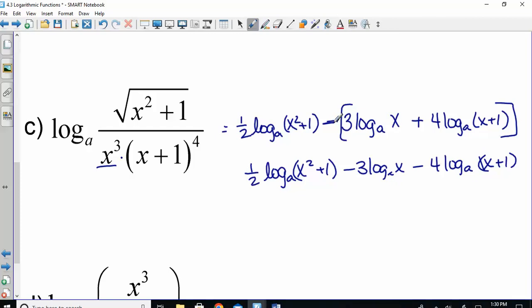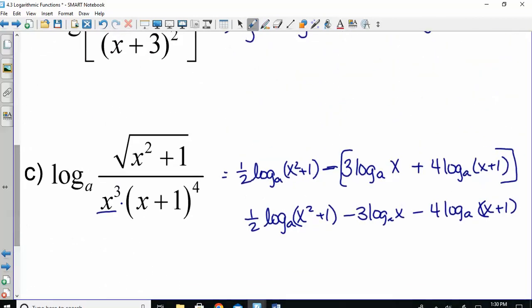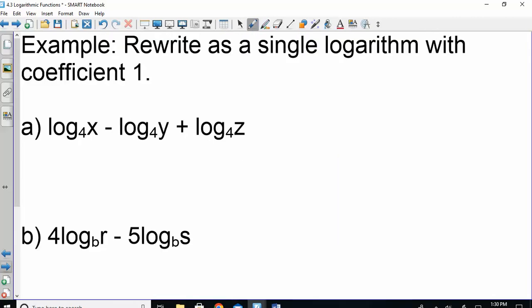Another way to think about it is if you were to bring this up to the top, it would have an exponent of -4, so it has a negative in front of it when we break them apart. Is that okay with everybody? I'm going to skip the next one. Let's go on and condense this time.